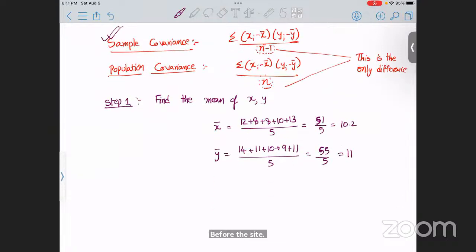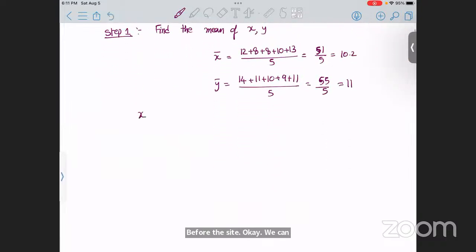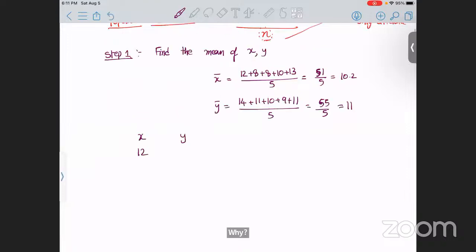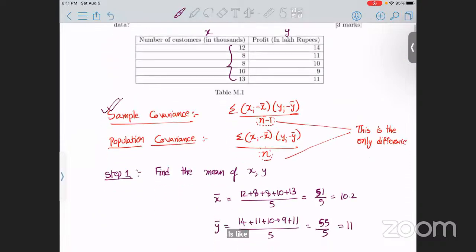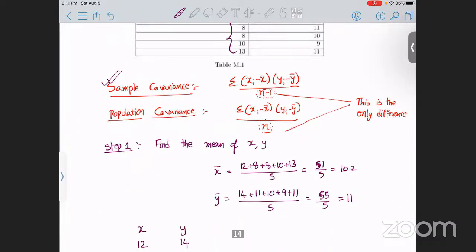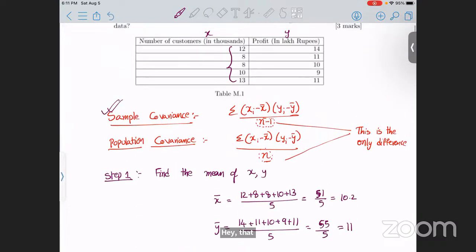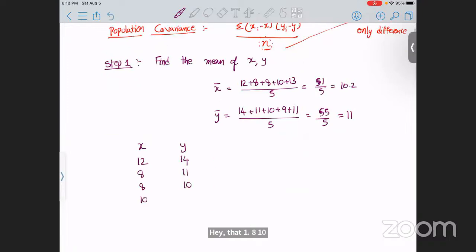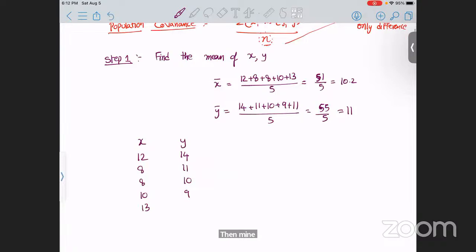Okay. Now we can draw a table like this. X, Y: 12, 14; 8, 11; 8, 10; 10, 9; and 13, 11.